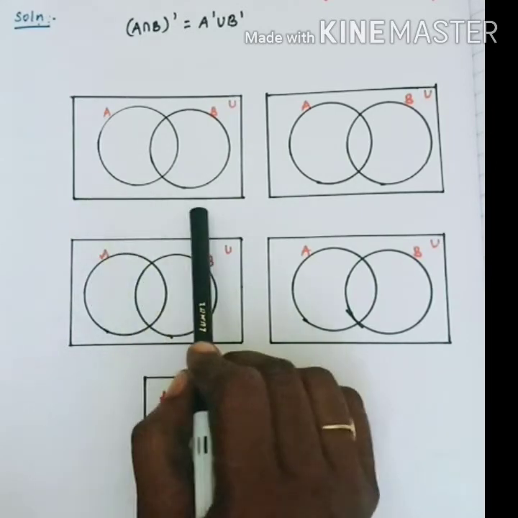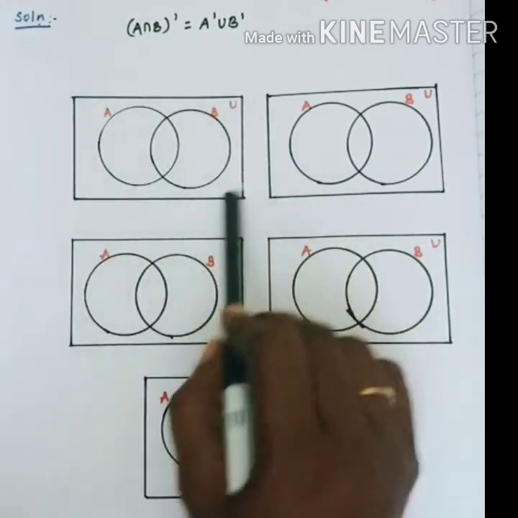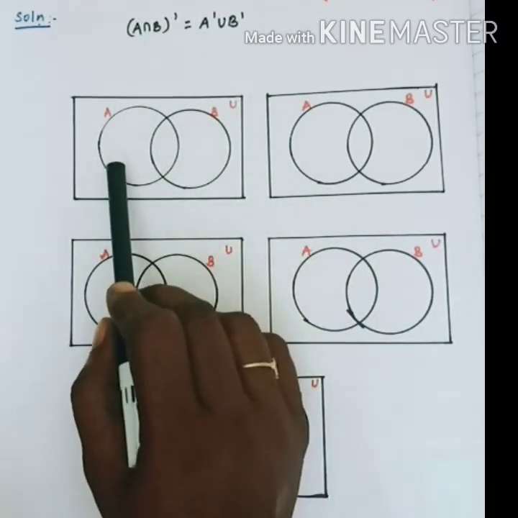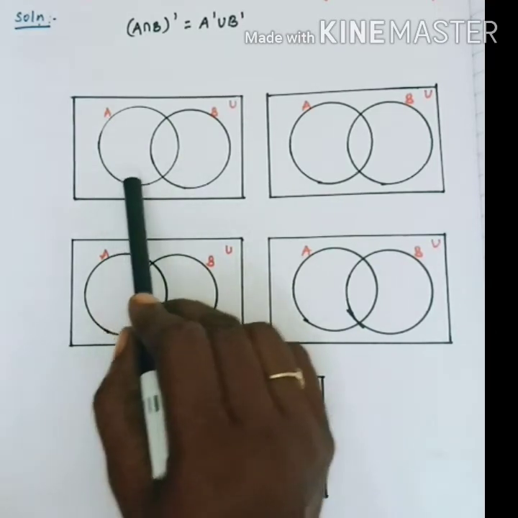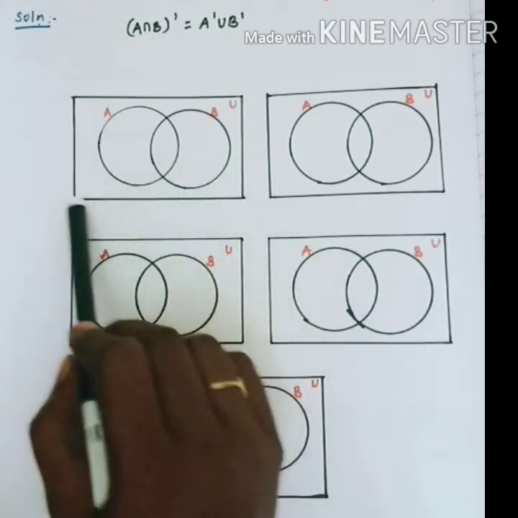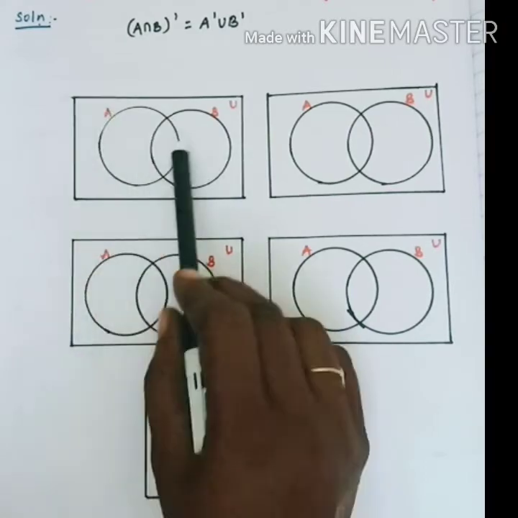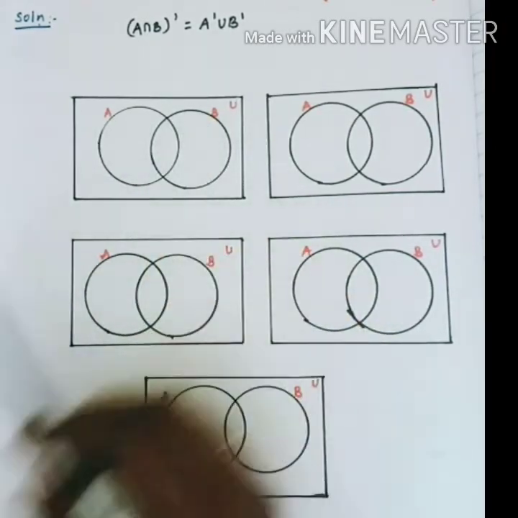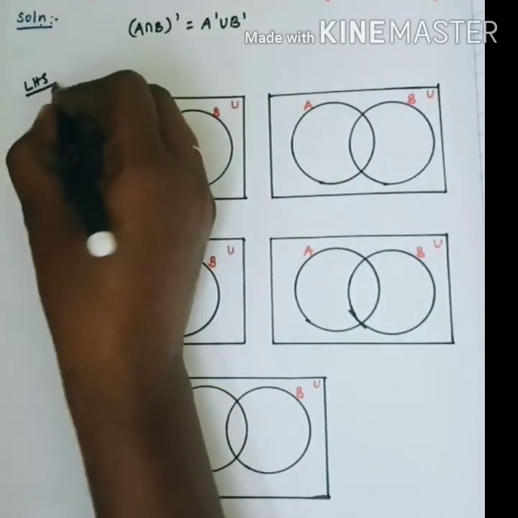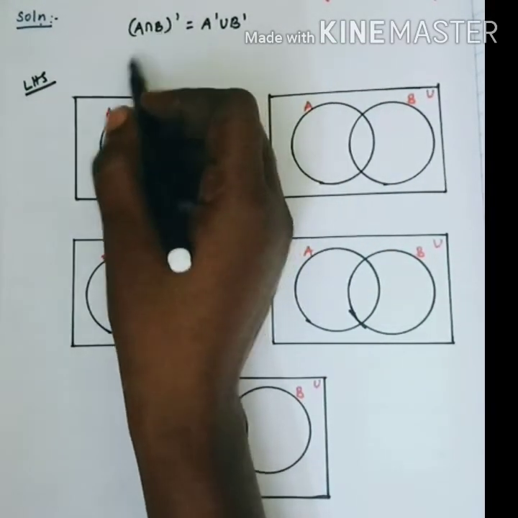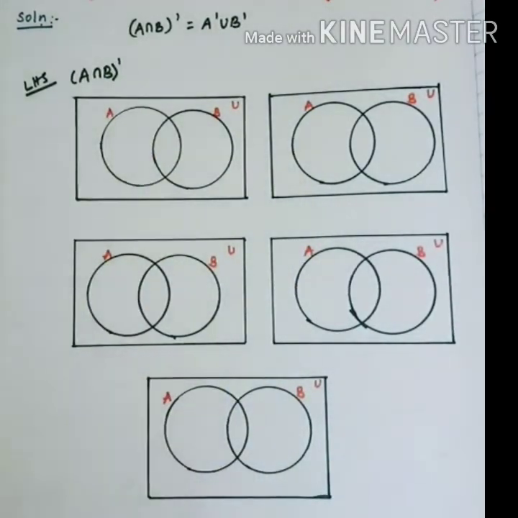I already told you. This rectangular box is the universal set, so that the sets A and B are inside the universal set. This circle is set A and this circle is set B. First we have to identify the left hand side. What do we have in the left hand side? A intersection B the whole dash. This is your left hand side.